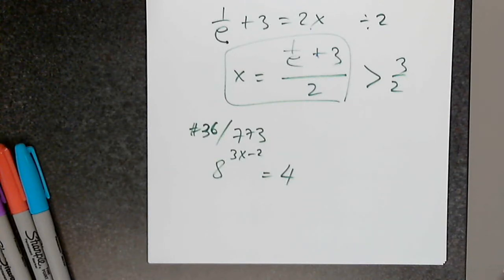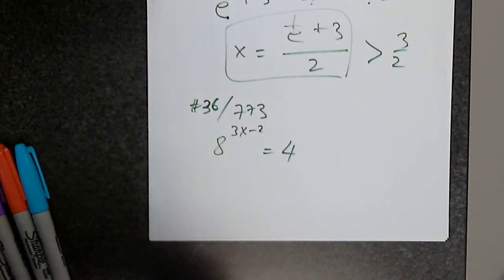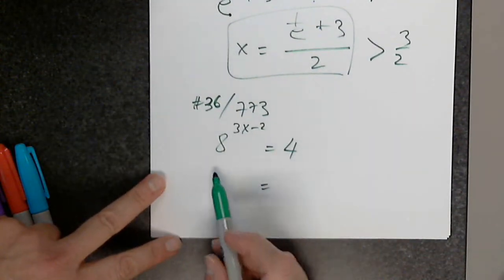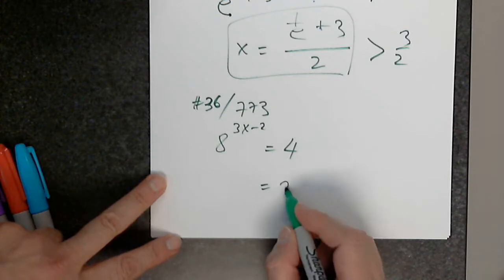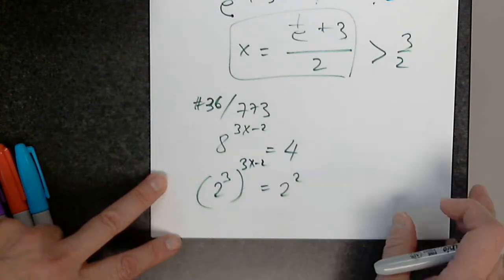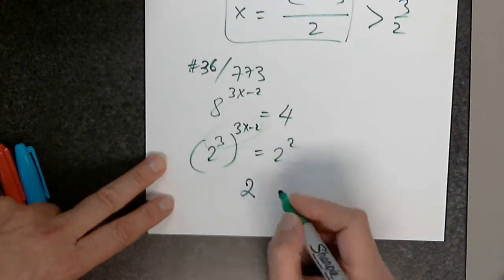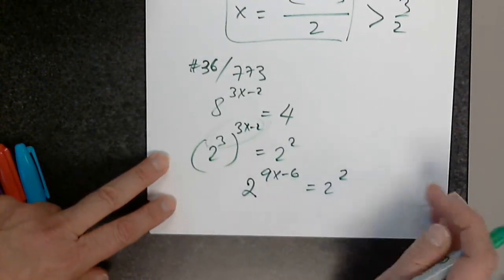So what do we do? How do we solve this equation? You said 2 squared of 2. So 4 can be replaced by 2 squared. Yes, and 8 will be replaced by? Very good. Excellent. So now I have to copy the base. And what happens to these exponents? Yes. So 9x minus 6 equals 2 squared.